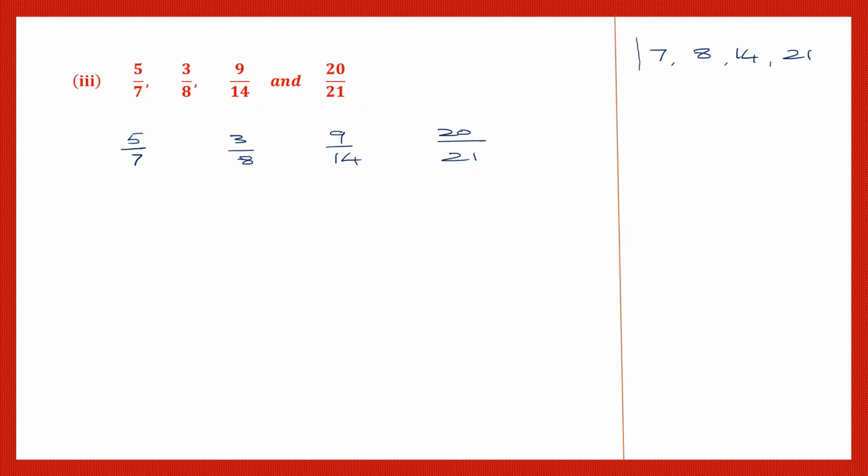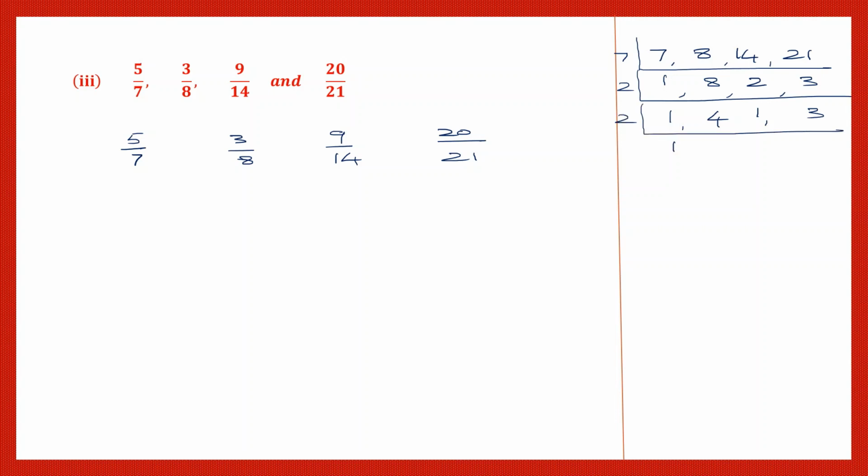So here we can start with 7. 7 ones are 7 and bring down 8. 7 twos are 14. 7 threes are 21. Now I can continue with 2. 1, 2 fours are 8. 2 ones are 2. I bring down 3. Continue again with 2. 1, 2 twos are 4. 1 and 3. Continue with 2, 1, 1, 1 and 3. Now divide this by 3, 1, 1, 1 and 1.